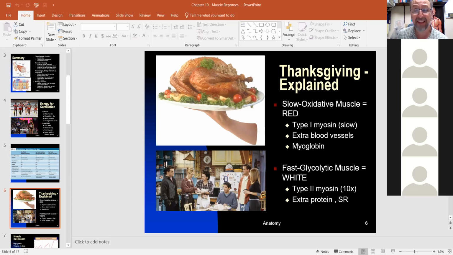And so that's the deal. If you like white meat, you're eating fast glycolytic fibers. If you like the dark meat, you're eating slow oxidative. Okay, so we have that too, and like the turkey, we have the slow oxidative muscles in our legs. We also have it along our back and our postural muscles.